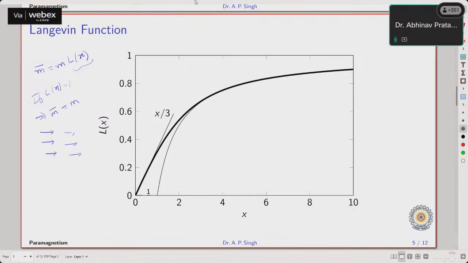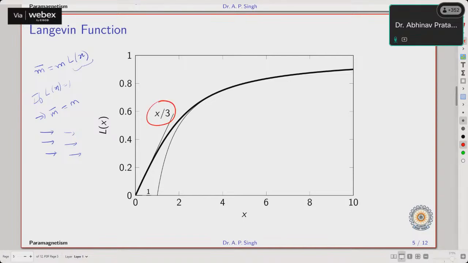But you can see that it is very difficult to make it 1, because this thermal, this randomizing energy is always there. Therefore, you will always find that it becomes difficult to get this value of 1 over here. So that is the Langevin function, and that is the Langevin theory. What you can do here is that at small values of x, that means when this mB is very much less than the thermal energy, in that case you will find that this Langevin function is approximately equal to x by 3.